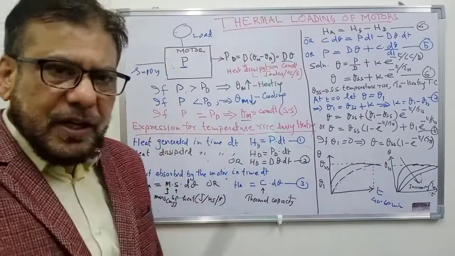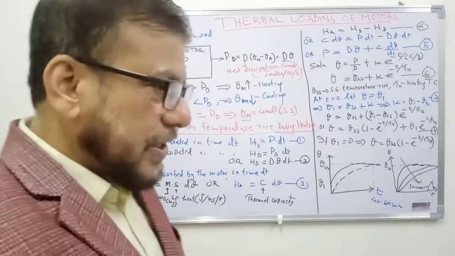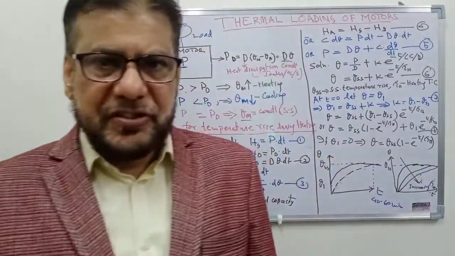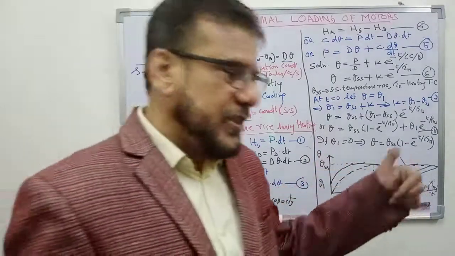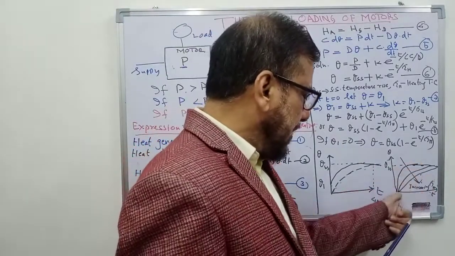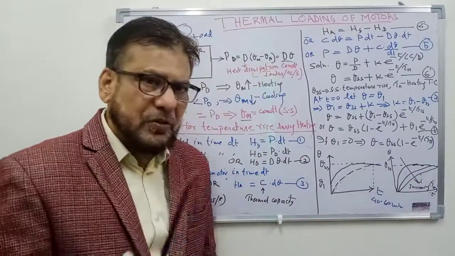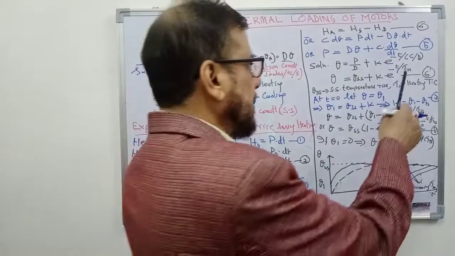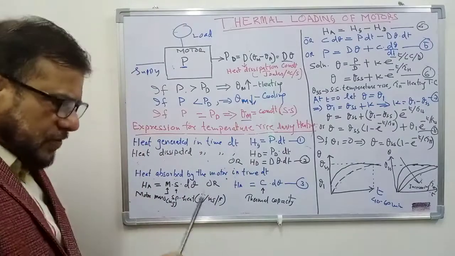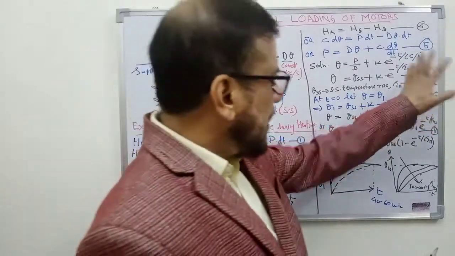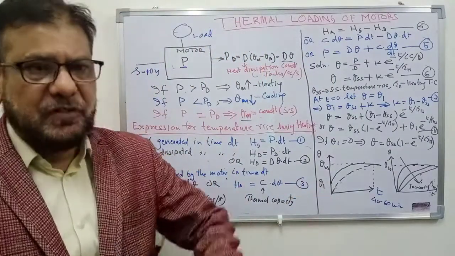Now what is the effect of time constant? If time constant is higher, motor will take longer time to reach the steady state. If time constant is less, it will take shorter time to reach the steady state. So this curve shows the different temperature rise of the machine for different values of time constant, and time constant depends of course on these two constants of the motor. So for one particular motor, this will be a constant.